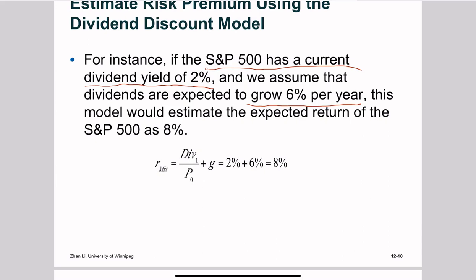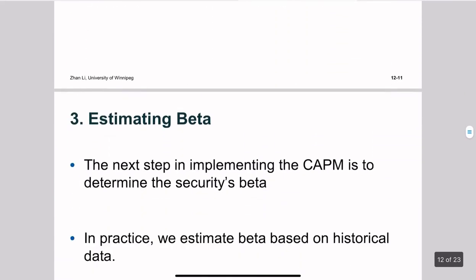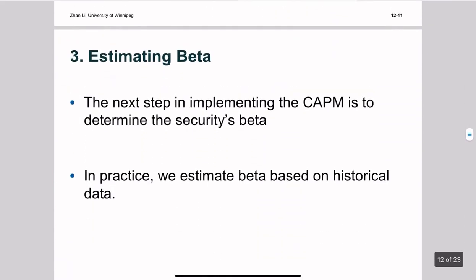Next, you can see that given these two numbers, we would use 2% plus 6%. This gives us 8%. So now you would consider that the estimated expected return of the S&P 500 is 8%. You see that this is quite simple, right? It's basically the forward dividend yield plus the expected growth rate of the dividend payout. Right? Okay, great. Now let's move on to the next task, which is about estimating beta.